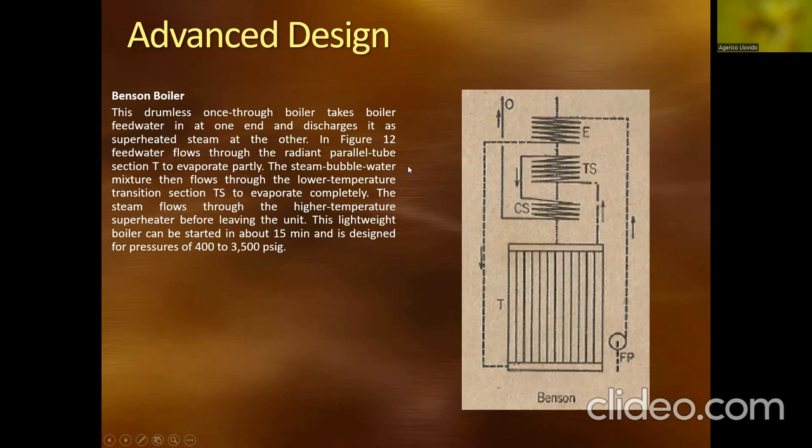Okay. And figure 12, dito, feed water flows to the radiant parallel tube section T to evaporate partly. The steam bubble water mixture then flows to the lower temperature transition section TS to evaporate completely. The steam flows through the superheater before leaving the unit. This lightweight boiler can be started in about 15 minutes and is designed for pressure up to 3,500 psi gauge.